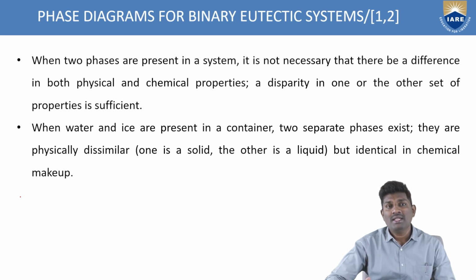It is not necessary that there will be a difference in both the physical and chemical properties; a difference in one or the other set of properties is sufficient. Though we have two different phases in a material, it cannot be that one has different properties and another has different properties. When water and ice are present in a container, two separate phases exist, physically dissimilar, looking like a solid and a liquid phase, but identical in chemical makeup.